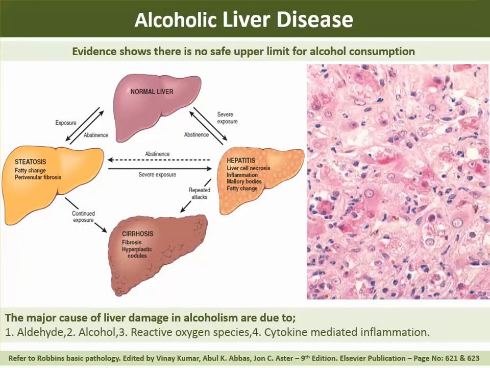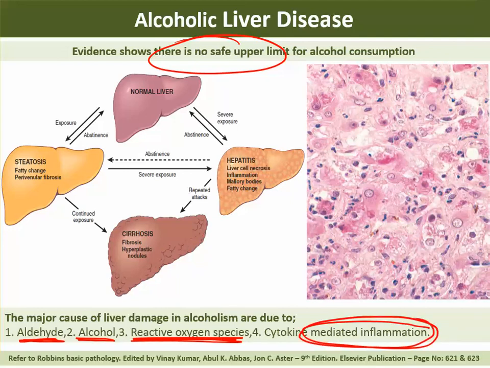Now coming to alcoholic liver disease, I want to emphasize here that there is no safe upper limit. Even a small amount of alcohol will damage the liver. What kind of damage? Alcohol is converted into aldehyde, and that aldehyde will damage the liver cells. Alcohol itself can directly damage the liver cells, and it also increases reactive oxygen species and induces inflammation. When it induces inflammation, it is called alcoholic steatohepatitis.